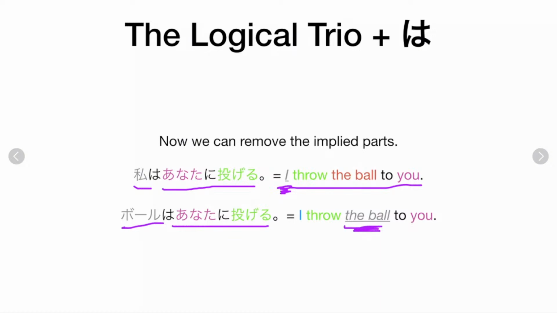So whatever you mark with wa is your topic. That's basically the most important part of this sentence. Or, well, not the sentence. You establish this is what we're talking about. And so if you say, I throw the ball to you, it's then understood that, okay, we're talking about the ball. We're not talking about me or you. We're focused on the ball.